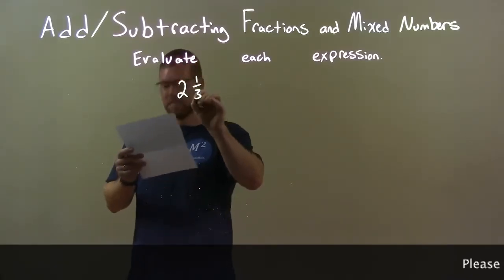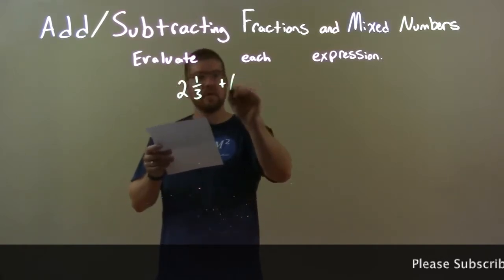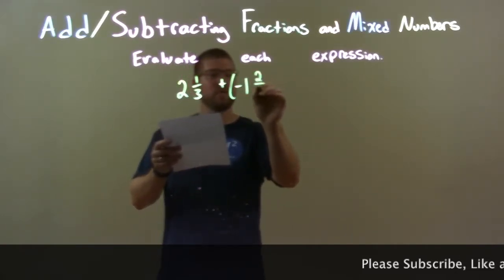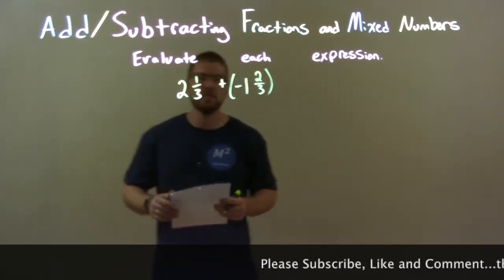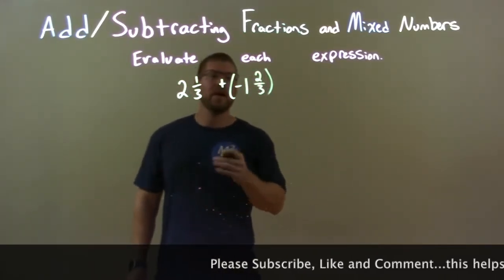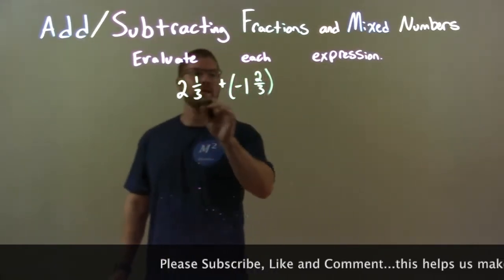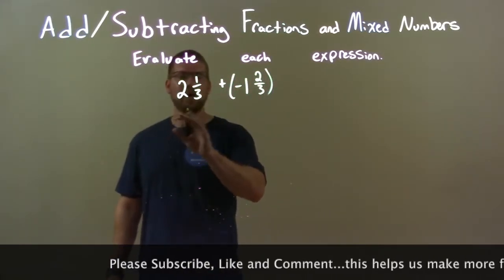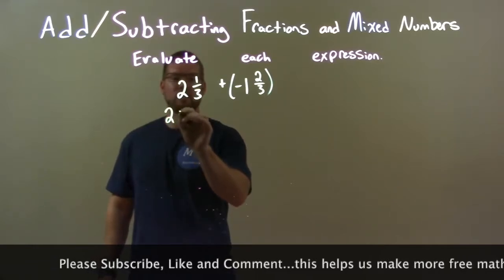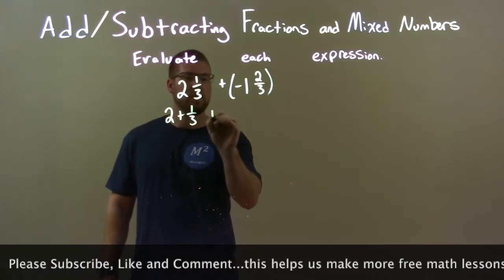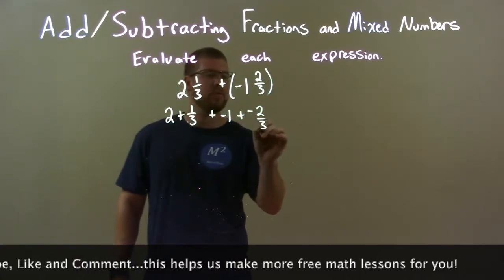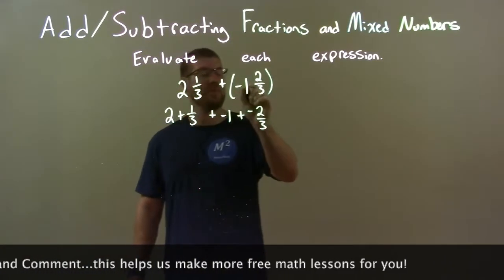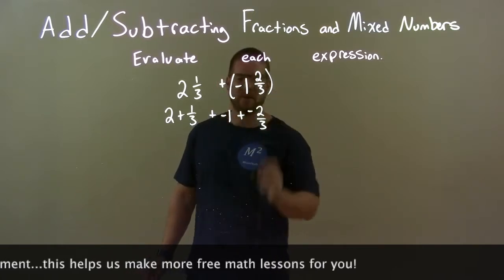2 and 1/3 plus a negative 1 and 2/3. Okay? So we have 2 and 1/3 plus a negative 1 and 2/3. All right? So what I'm going to do here, I like to break this up to be a whole number and a proper fraction. So we have 2 plus 1/3 plus a negative 1 plus a negative 2/3. Make sure the negatives go to both parts there.